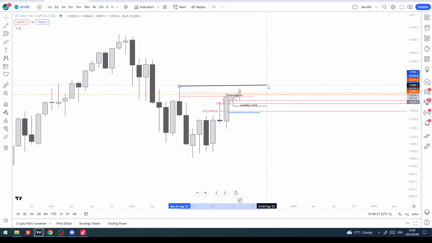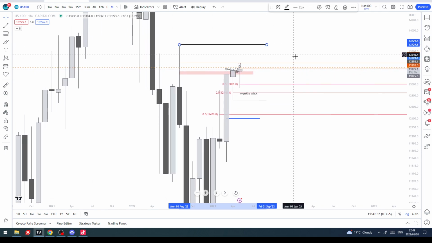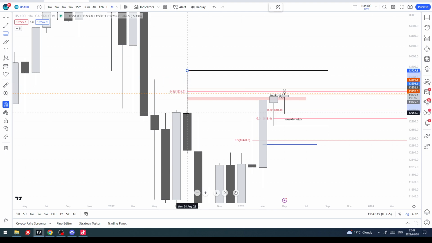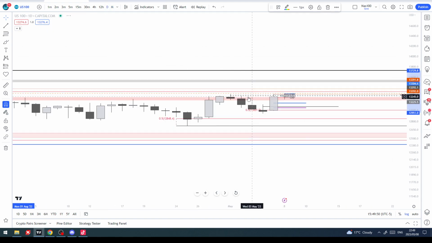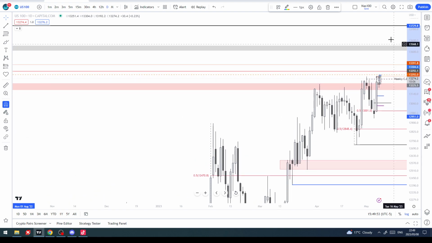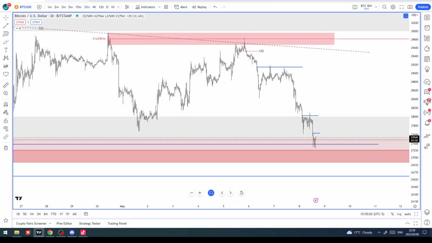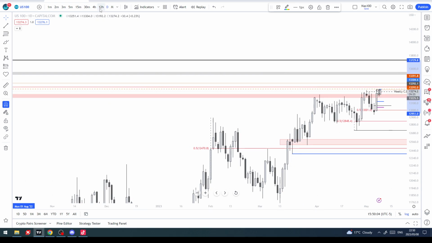So there would be stops resting above here. There would be liquidity resting above here. Let's have a look at what 50% of this is. $13,334 on a daily. Okay, we haven't touched it yet. So I don't want to be too bearish. I am short on NAS, but I don't want to be too bearish.